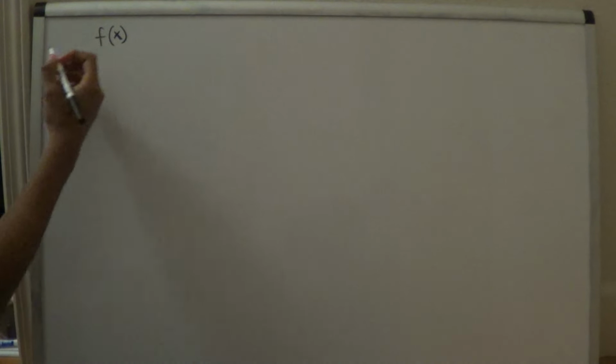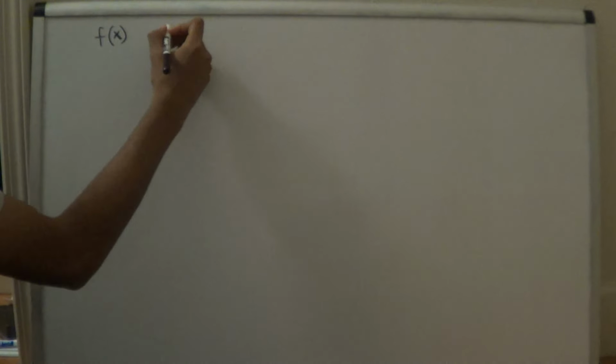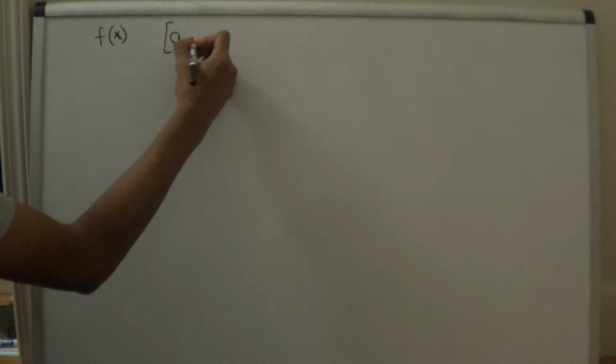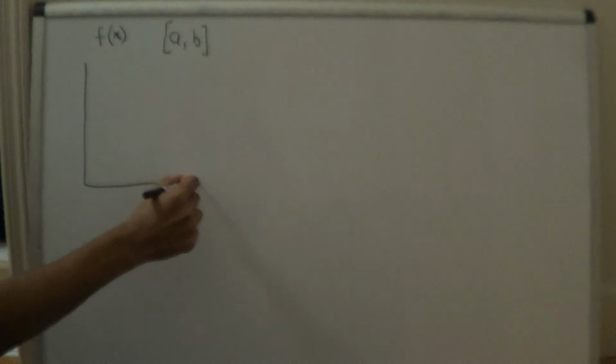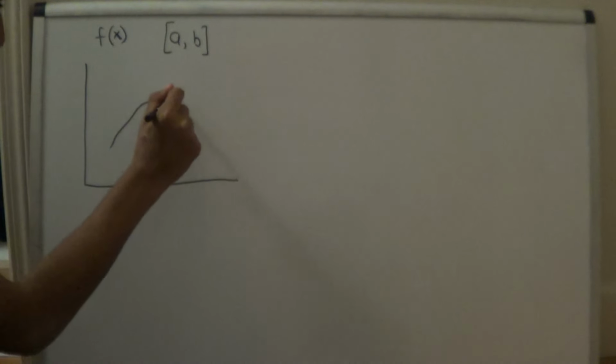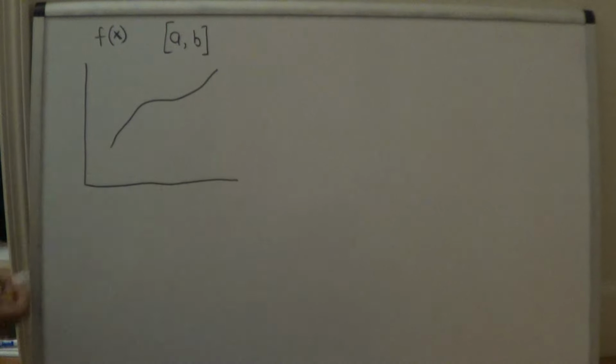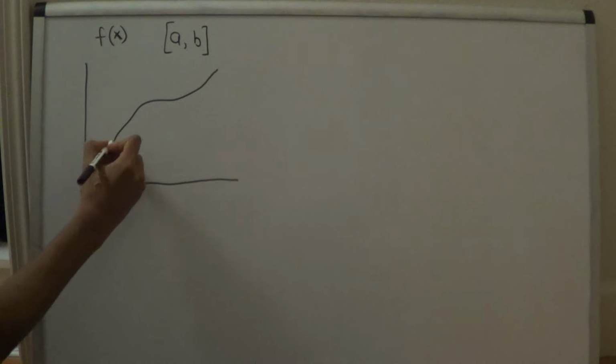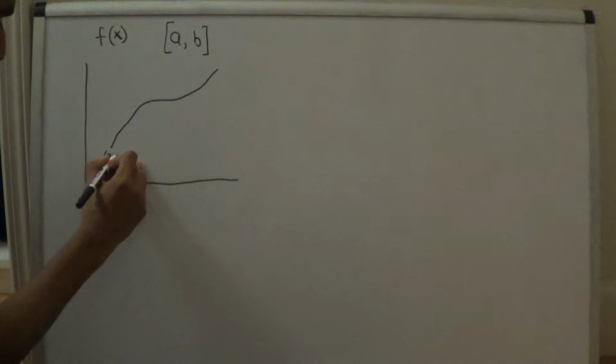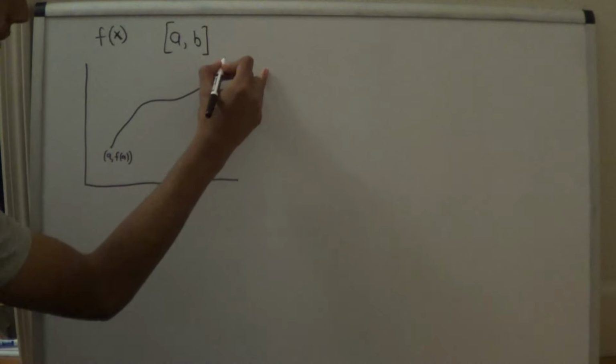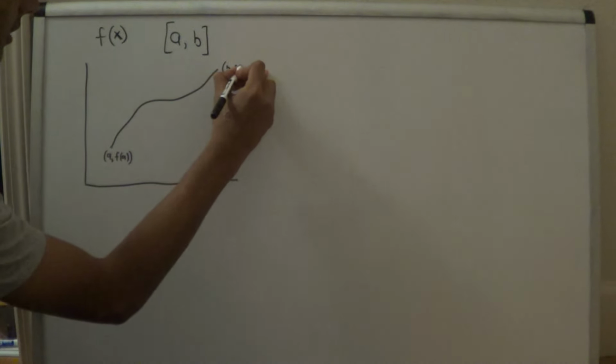I have a function called f, and for simplicity, let's just make it an increasing function. And let's look at the graph of f along some interval a to b. So the graph of f looks something like this, where this endpoint is a, f of a, and this endpoint is b, f of b.